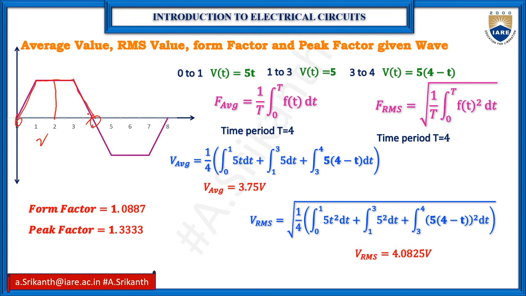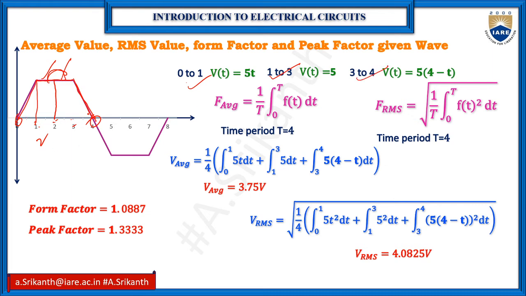But the conditions: 0 to 1, I have a different time period, so I have a different equation. And 1 to 2, I have a different equation. And 2 to 3 is the same, both are the same. So 1 to 3 has the same equation, and 3 to 4 has a different equation. So I need 0 to 1, 1 to 3, and 3 to 4.